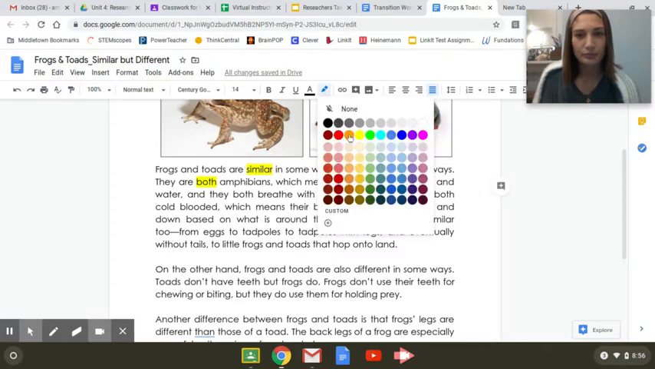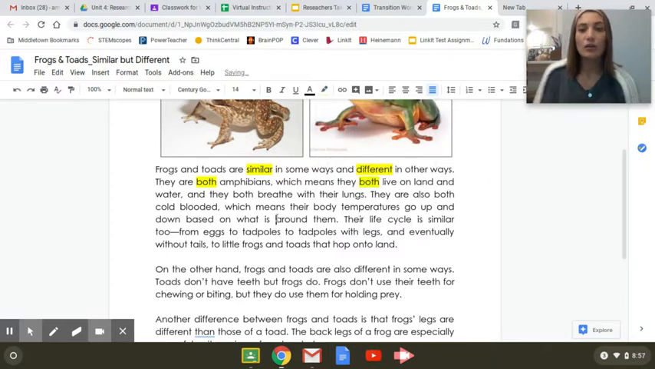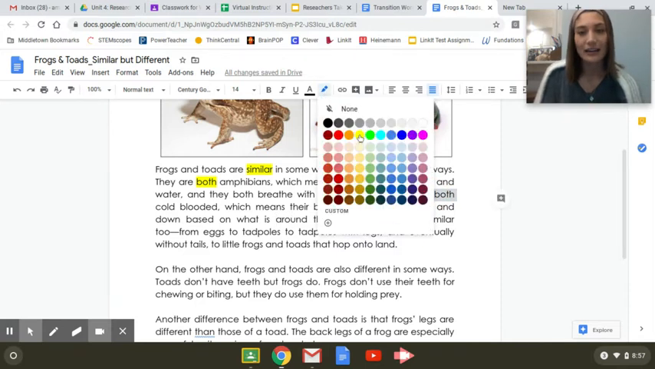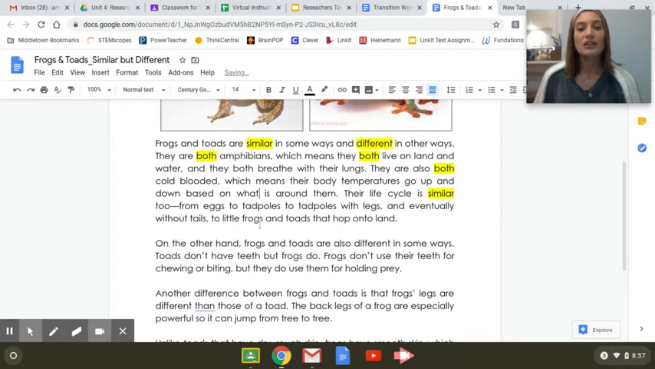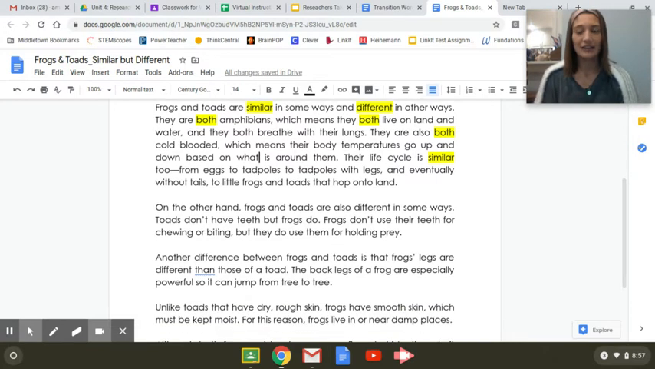So again, both. They are also both cold-blooded. So again, a similarity, which means their body temperatures go up and down based on what is around them. Their life cycle is similar, another keyword. Their life cycle is similar too, from eggs to tadpoles with legs, and eventually without tails to little frogs and toads that hop onto land. All right, so right now I see a lot of comparing, talking about how they're similar. Let's be on the lookout for keywords that signal maybe now they're talking about how they're different, or contrasting them.